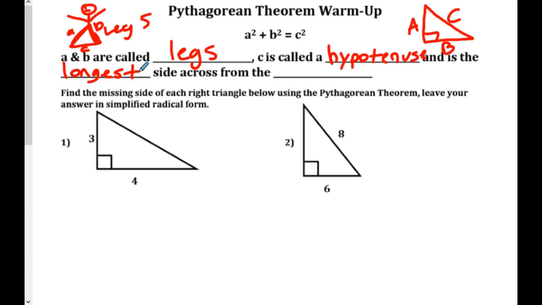And it's across from what angle? Whenever you have a right triangle, if you drew an arrow across from the right angle, you would always get the hypotenuse. So it's across from the right angle, as you can see right here. So A and B are legs. C is the hypotenuse. C is the longest side. You've got to know that or you're going to mess up your Pythagorean Theorem.